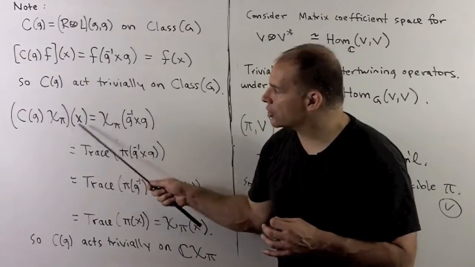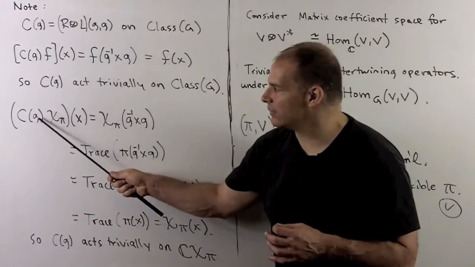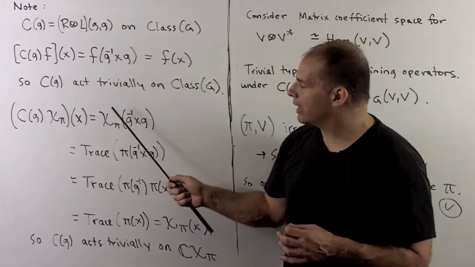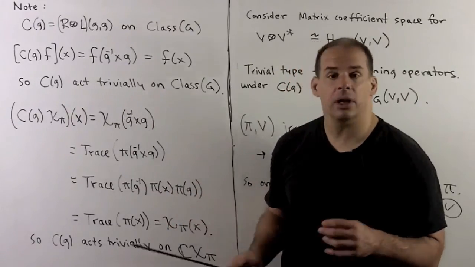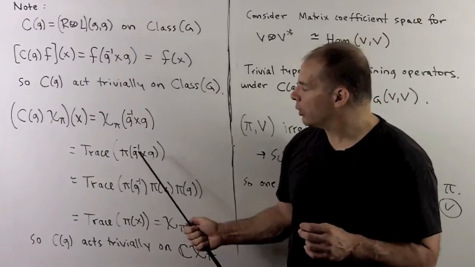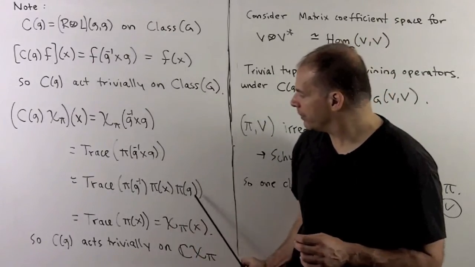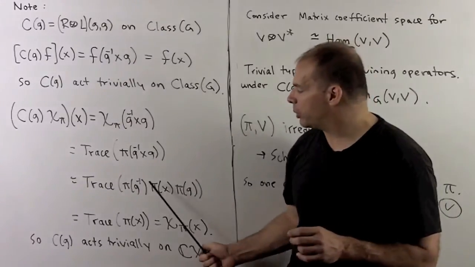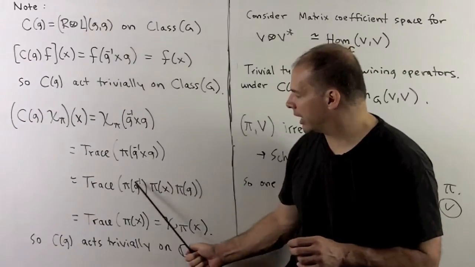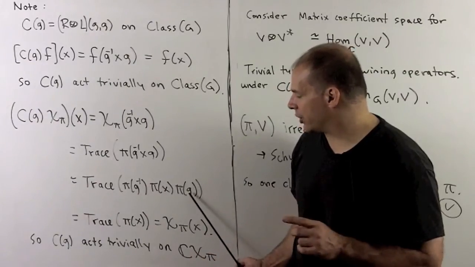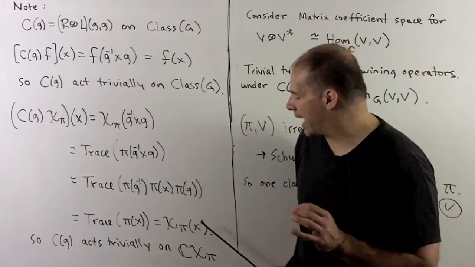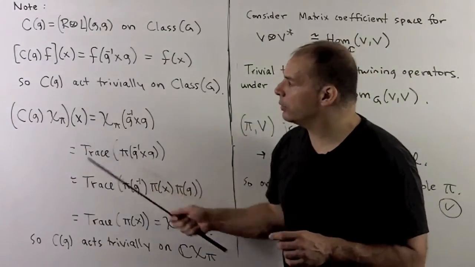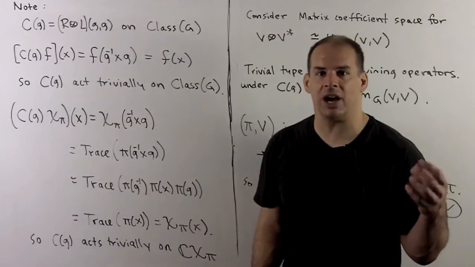Let's check that our characters are class functions. So if we apply C of G, we're going to conjugate. Then we just want to show that this is equal to chi of pi at X. So we write out the definition. We could factor because we have a homomorphism. And then a property of trace is that trace of AB equals trace of BA. So I can push these first two terms past the third, in order, and then the G's cancel, leaving us with the character of pi evaluated at X as desired. So the characters are going to contribute trivial types to L2 of G under conjugation.